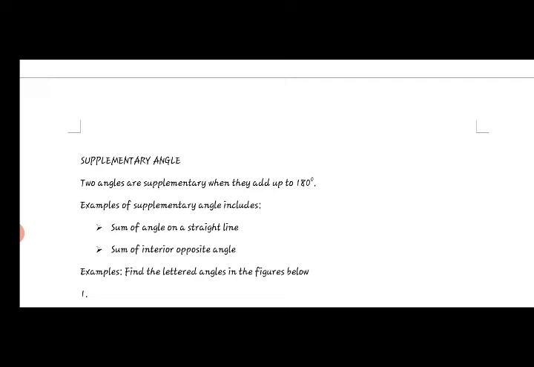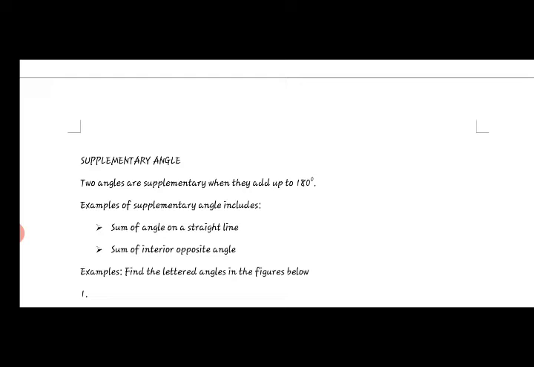Supplementary angles: two angles are supplementary when they add up to 180 degrees. The first example of supplementary angles is the sum of angles on a straight line. When you have two angles on a straight line, add the two together, and the sum must give you 180 degrees. If one is 130, the other one must be 50. 130 plus 50 is 180. If one is 140, the other one must be what? 40.